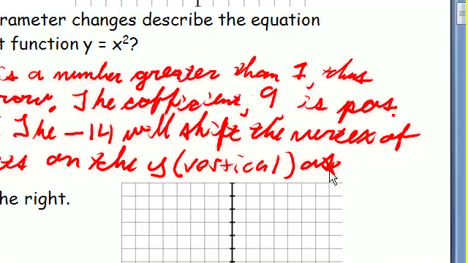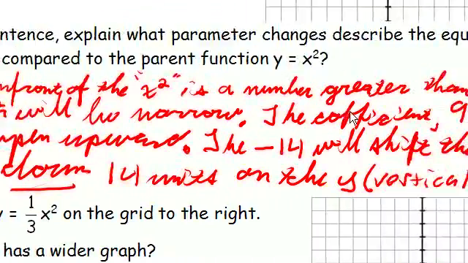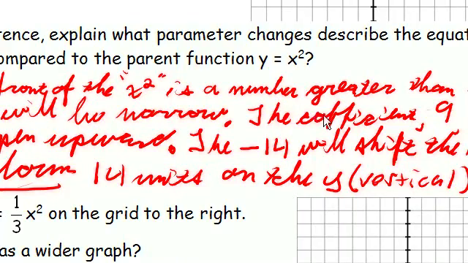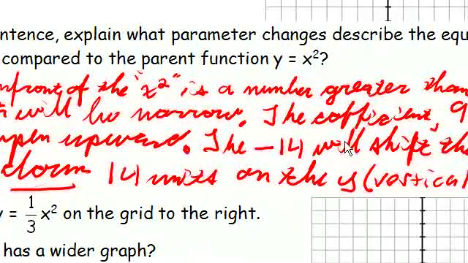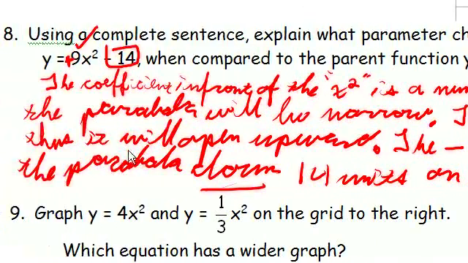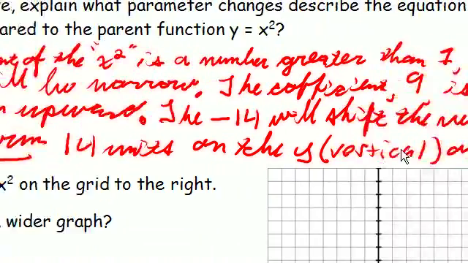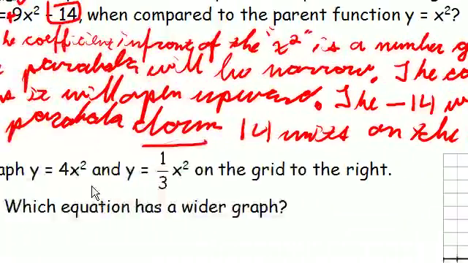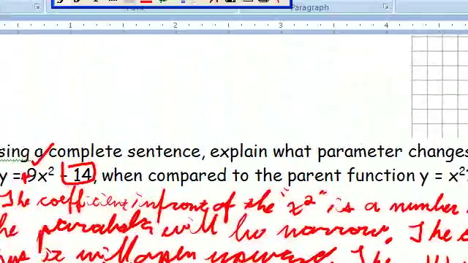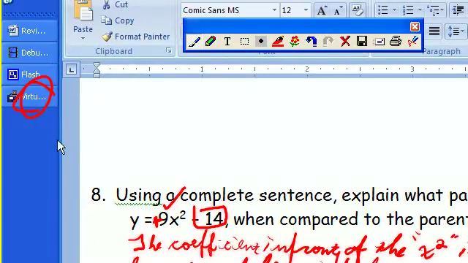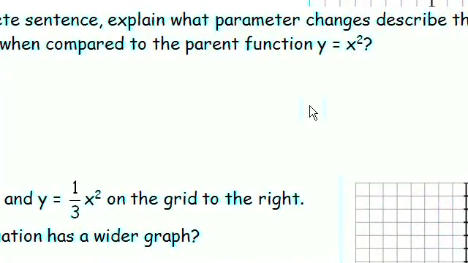All right. The coefficient in front of the x squared is a number greater than 1, a number whose absolute value is greater than 1. Thus, the parabola will be narrow. The coefficient 9 is positive. Thus, it will open upward, concave up. The negative 14 will shift the vertex of the parabola down 14 units on the y-axis. If you need to see this, you can just graph it on your calculator. Okay, let's move along here to number 9.